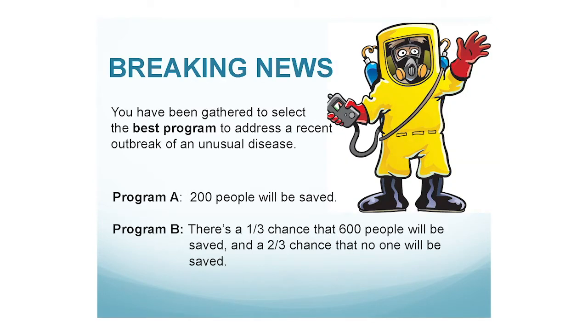But first, we have breaking news. There has been a recent outbreak of a really unusual disease. And they decided that this was such a great group here that they were going to ask us which program we should use. So with this disease, if program A is used, 200 people will be saved. If we do program B, there's a one-third chance that 600 people will be saved and a two-thirds chance that no one will be saved.